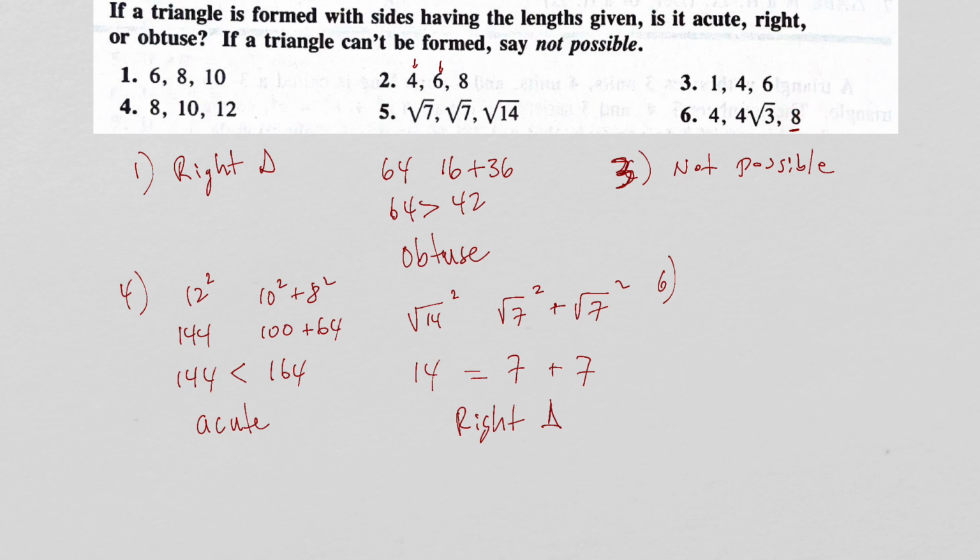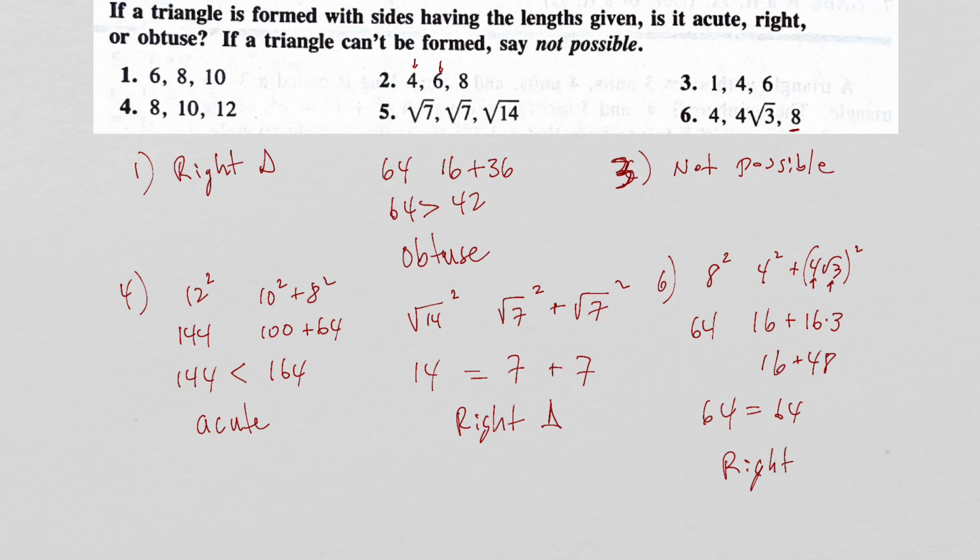So we're going to look at 8 squared, 4 squared, and 4 root 3 squared. 8 squared is 64. 4 squared is 16. And square this and get 16, square this and get 3. So this is 16 plus 48, which is 64. So these are equal. So this must be a right triangle because C squared is equal to A squared plus B squared.